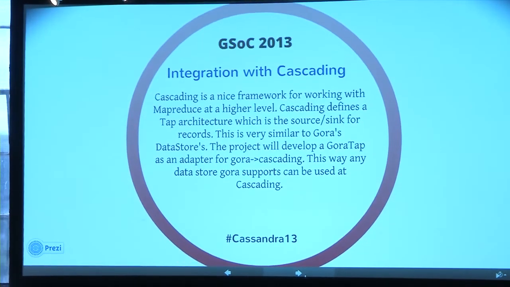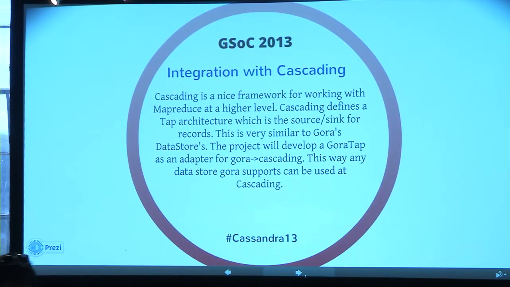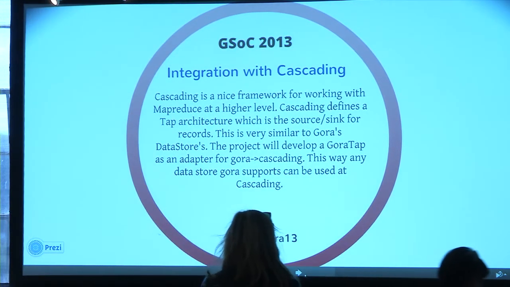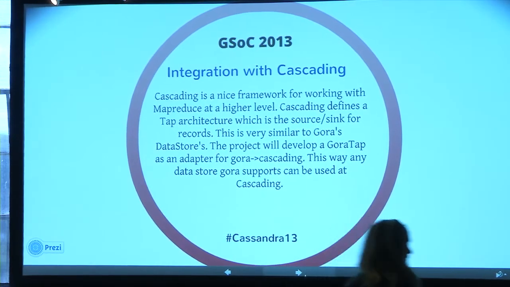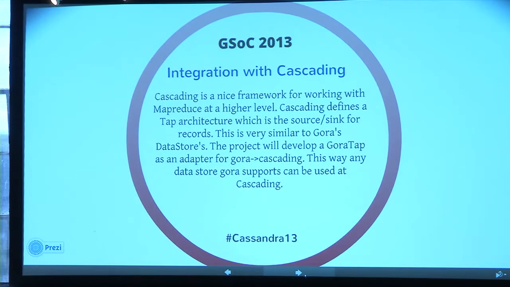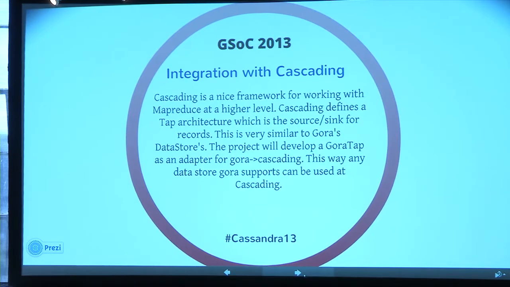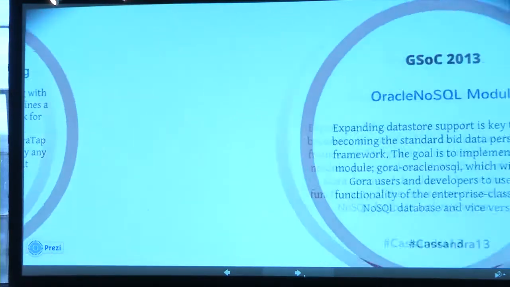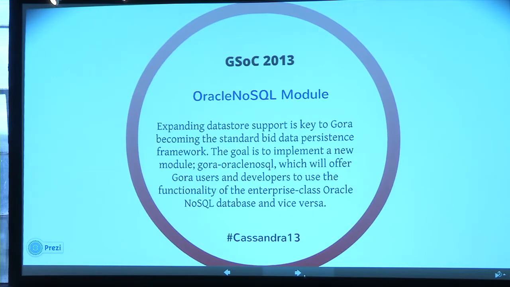For example, what we are planning for this year is integration with Cascading. That's why he was asking some developers of Cascading how we would be integrating our project, Gora, with Cascading. We are also thinking about integrating with Apache Hama. I don't know how many of you are familiar with it. It's a BSP paradigm, bulk synchronous processing. We were just trying to provide some other ways to process data besides MapReduce.